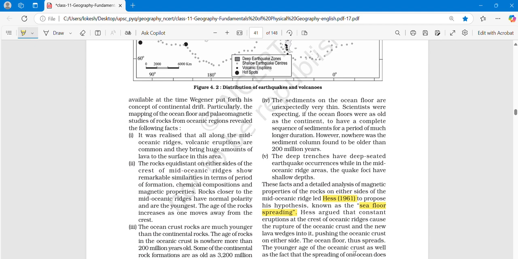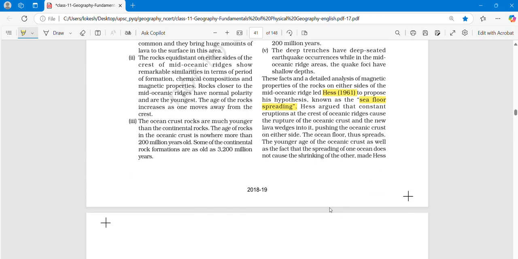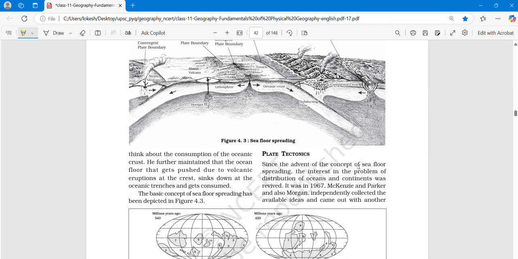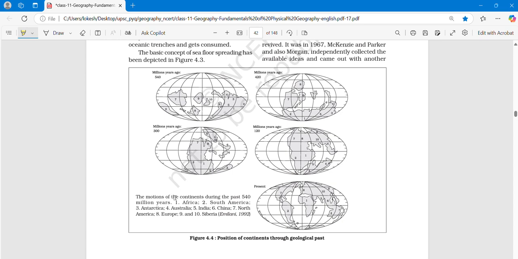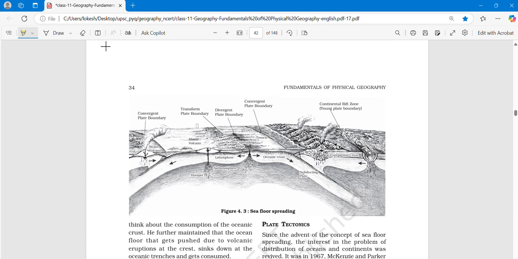This explains the younger age of the oceanic crust, as well as the fact that the spreading of one ocean does not cause the shrinking of another. The basic concept has been depicted in figure 4.3. Okay, this is spreading here. Basically, this keeps getting added, this gets piled upon, and because of the piling, the lava flows to this side, so it spreads.